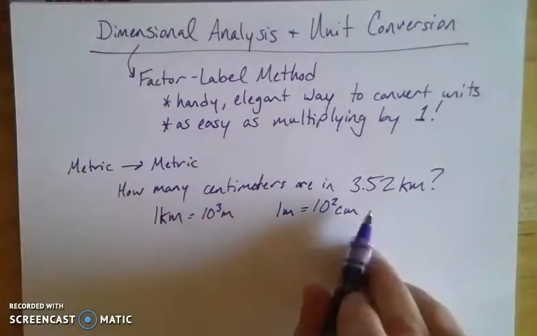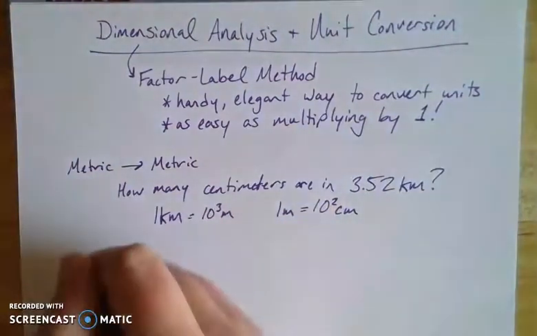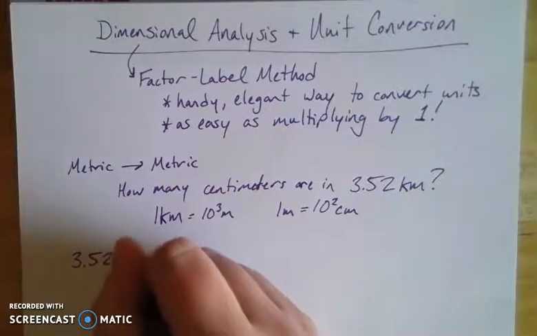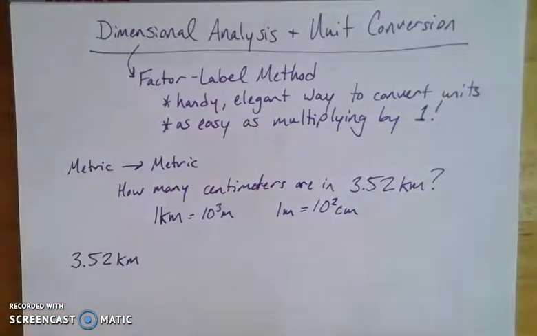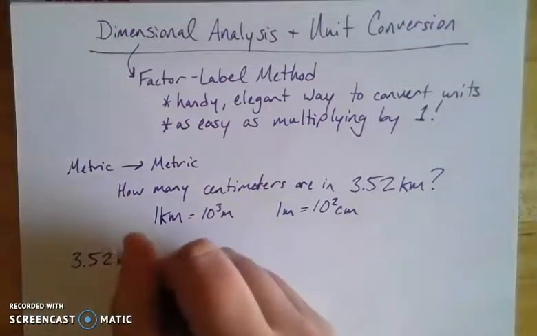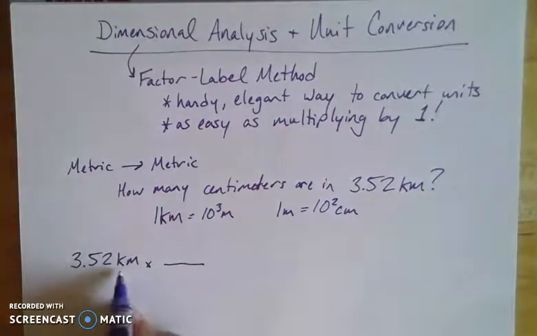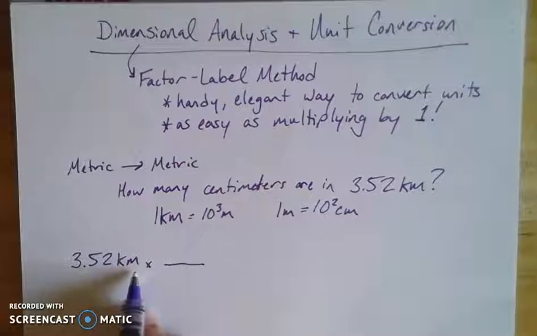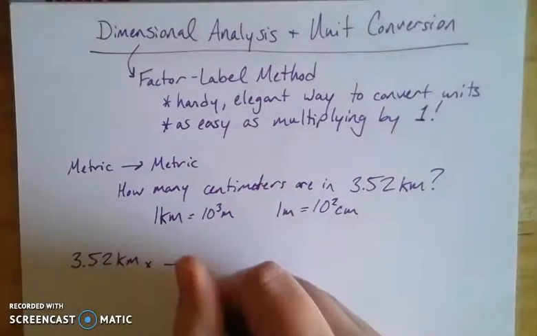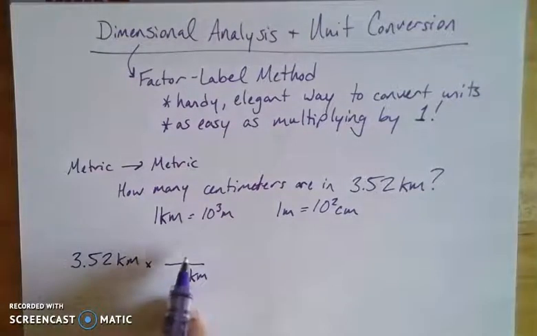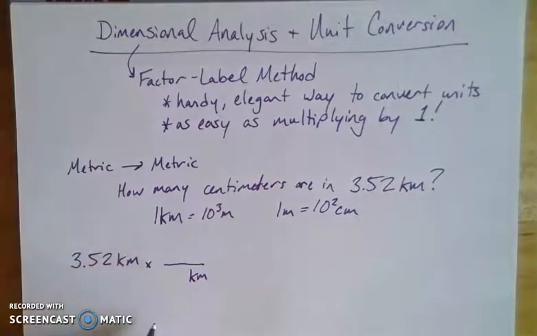So the way that we would set this up is by starting with the value that we're given. And again, we as scientists care about values. That would be a number and its units. And my first ratio that I'm going to set up here needs to divide out the units that I started with on the top. So I need to have kilometers on the bottom.